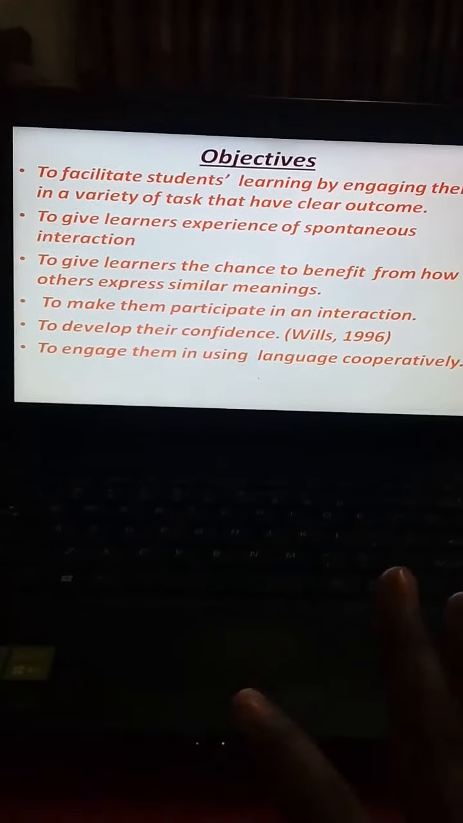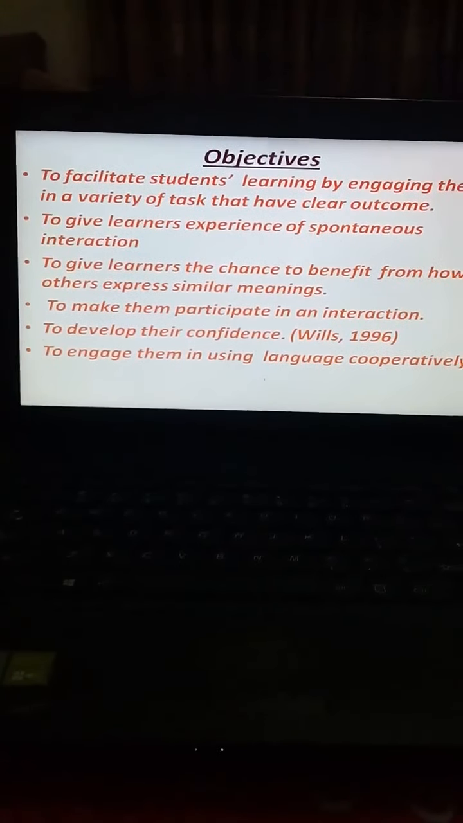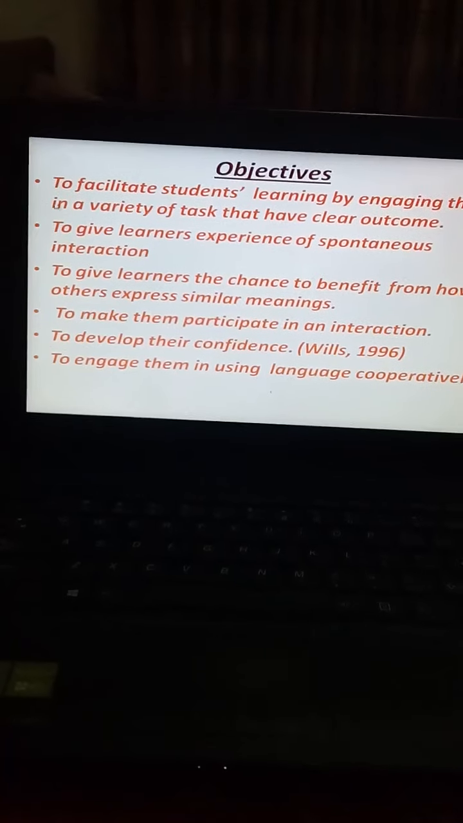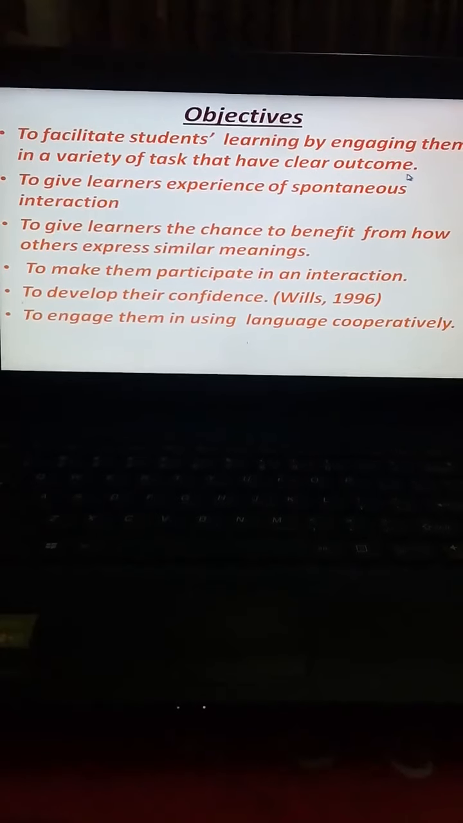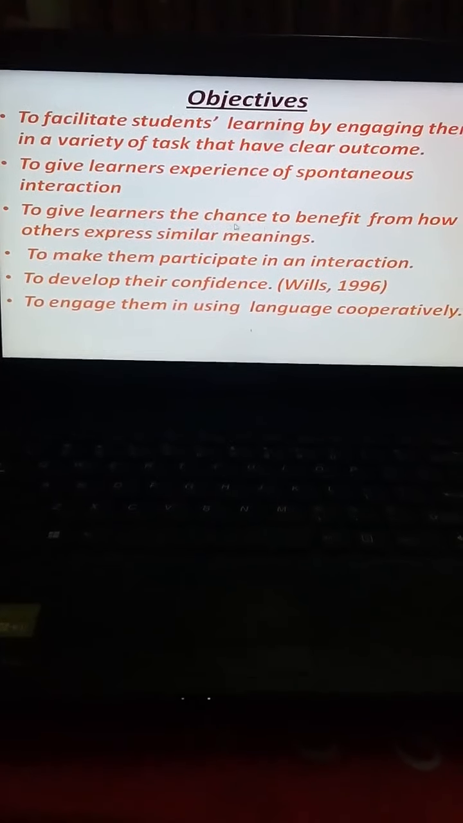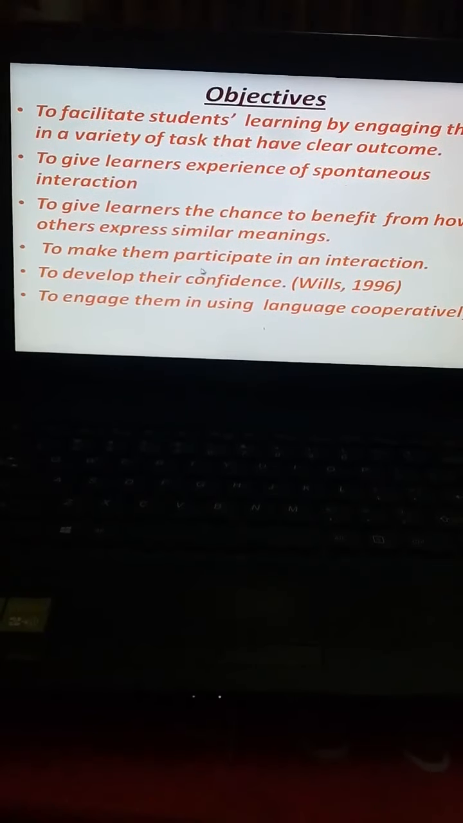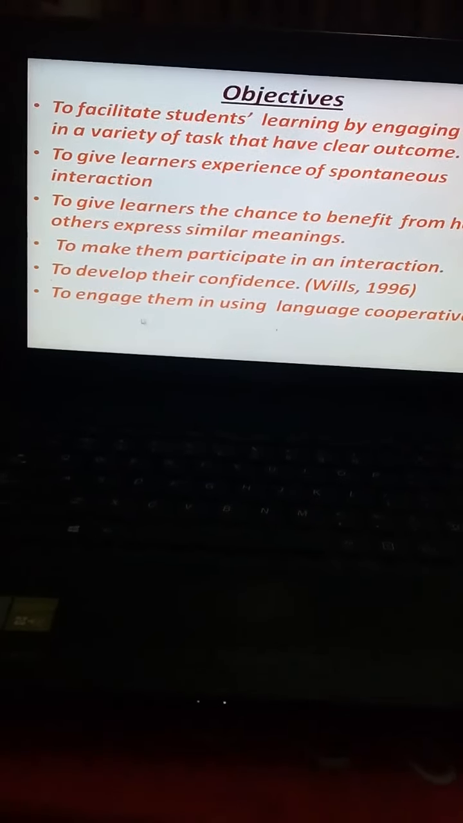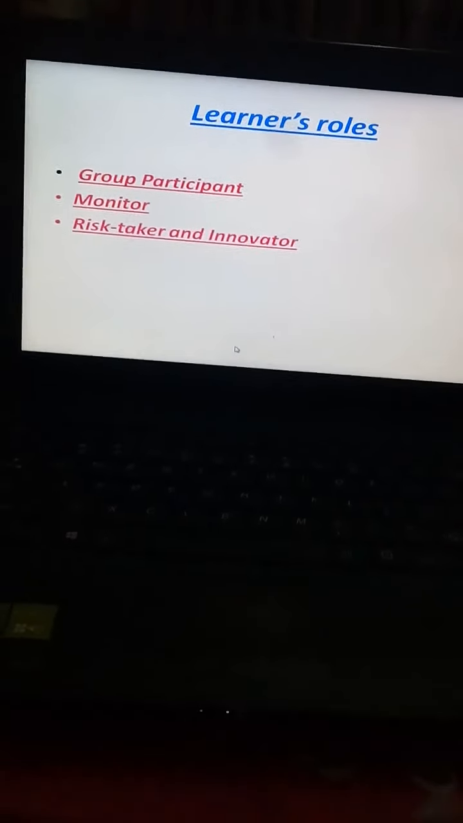Okay, so in this slide I'll show you the objectives of this teaching approach. To facilitate students' learning by engaging them in a variety of tasks that have a clear outcome. To give learners experience of spontaneous interaction. To give learners the chance to benefit from how others express similar meaning. To make them participate in an interaction. To develop their confidence. This is taken from Willis, 1996. To engage them in using language cooperatively. Okay. Now, what are the learners' roles in this method?